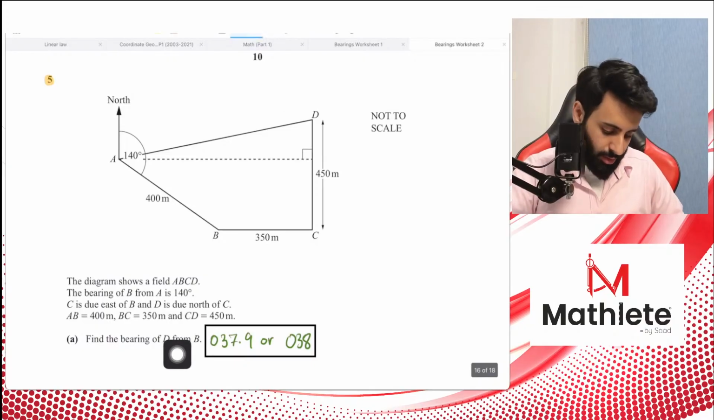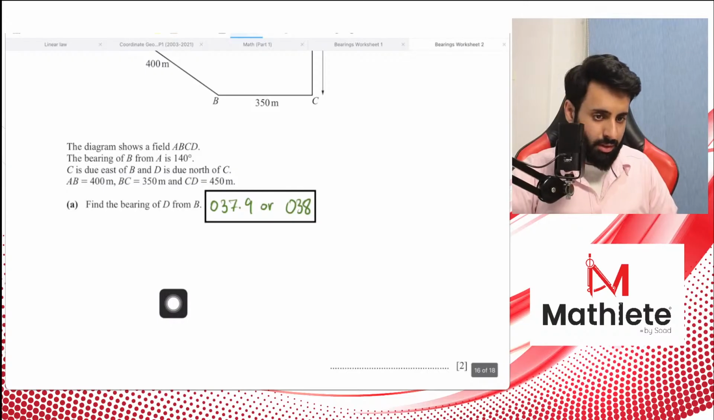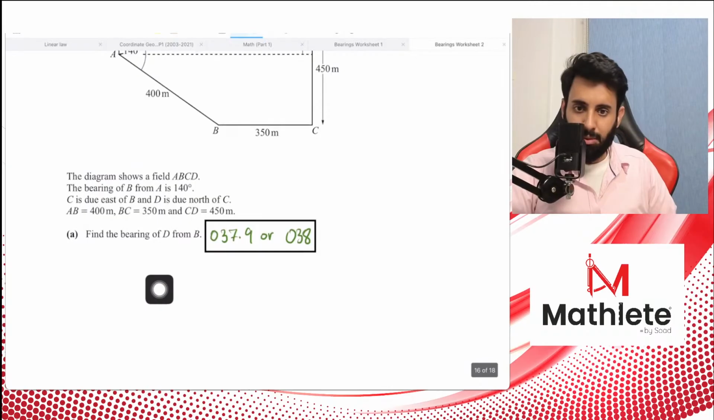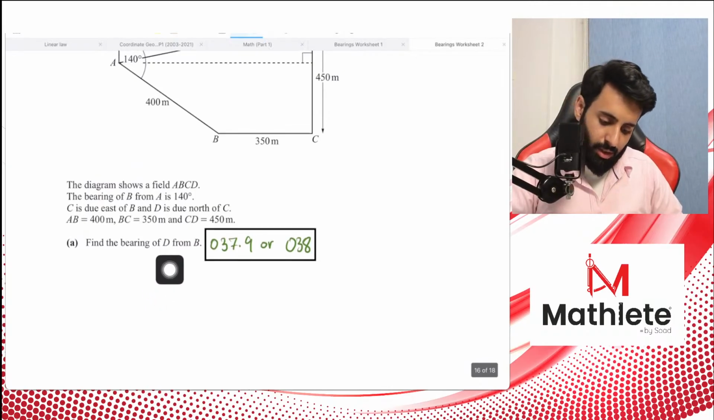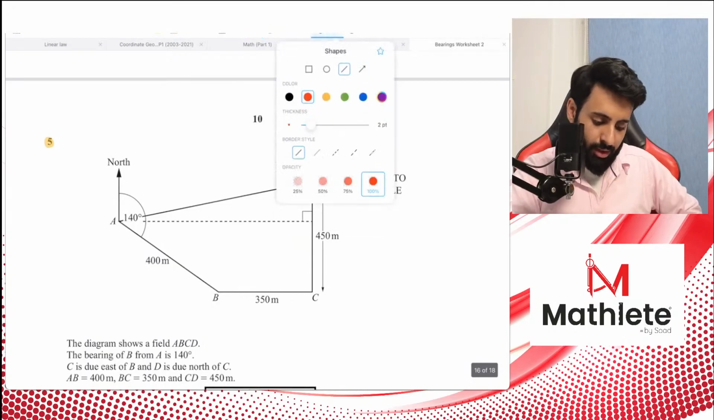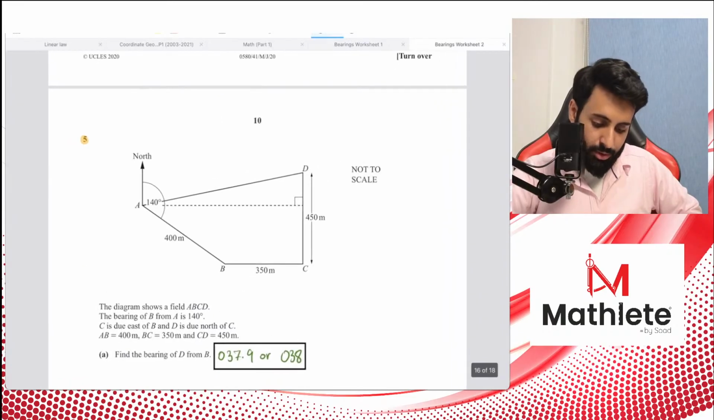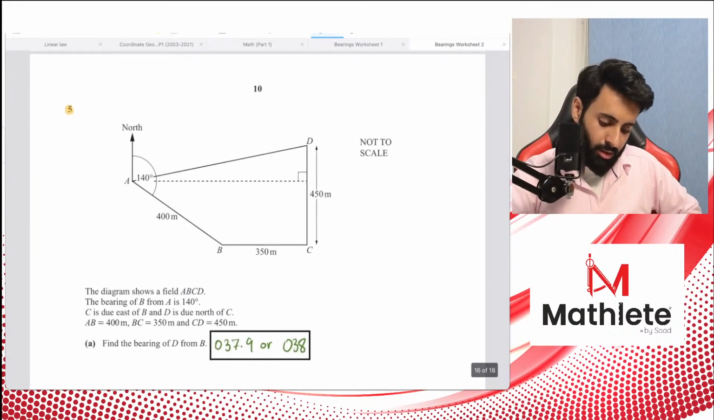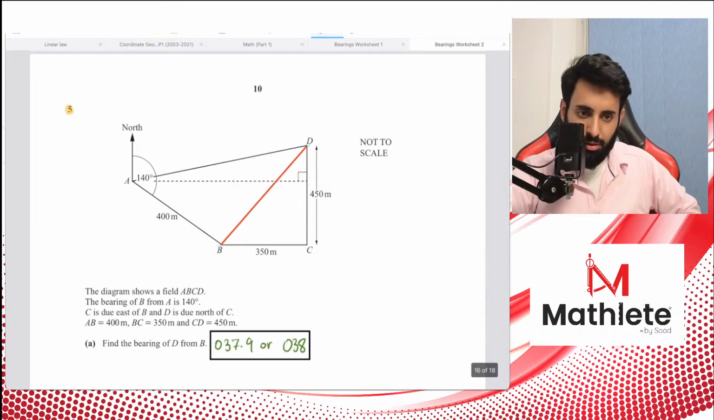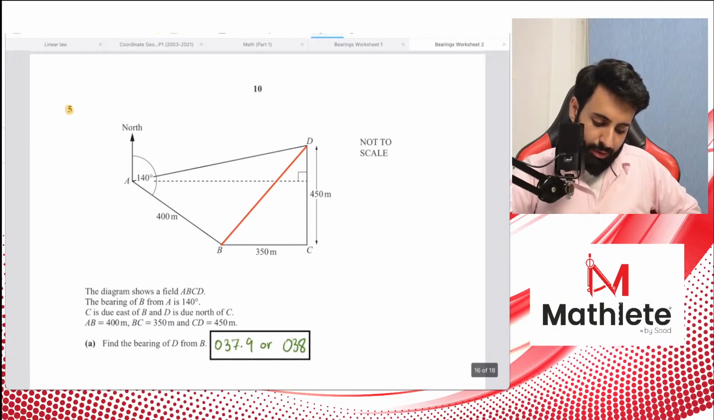Okay, find the bearing of D from B, and always have a look at the marks, so that will give you an idea as to the amount of working that's required. It's a 2-mark question, so that means not a lot of working, but still some amount of working is required. Now one thing to note over here is that if you want to find out the bearing of D from B, normally you would expect the 2 points to be joined. But here, that's not exactly the case. The 2 points aren't joined, so that's okay, nothing to worry about. We can join them.